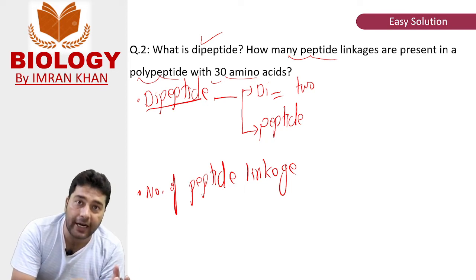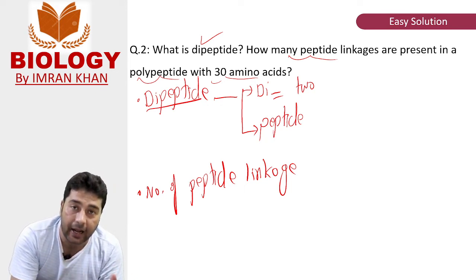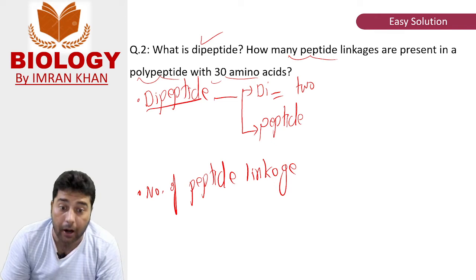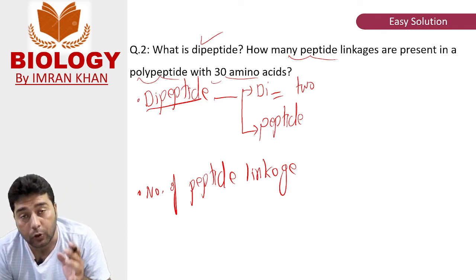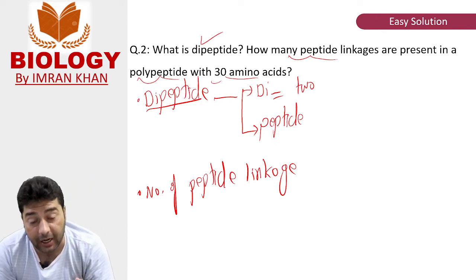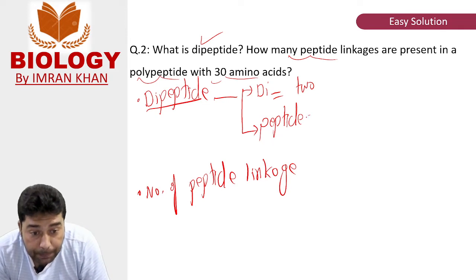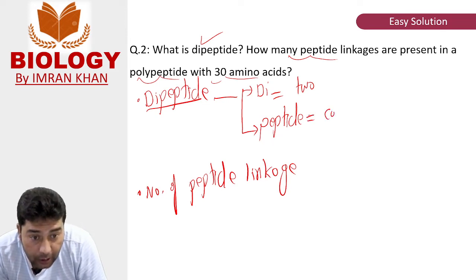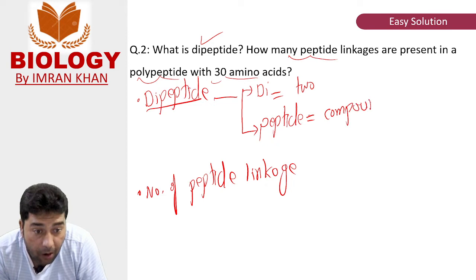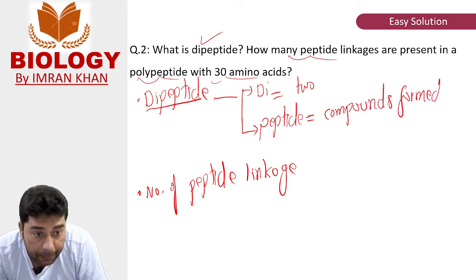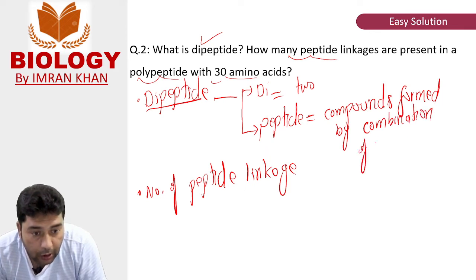Mono, di, tri, tetra, penta, hexa, hepta, octa, nano, deca. These are the counting prefixes, and you must know the meaning of mono, di, tri, tetra. So di means two. And what does peptide mean? Peptide is a compound formed by combination of amino acids. A compound formed by combination of amino acids is called a peptide. So this term is actually self-defining.